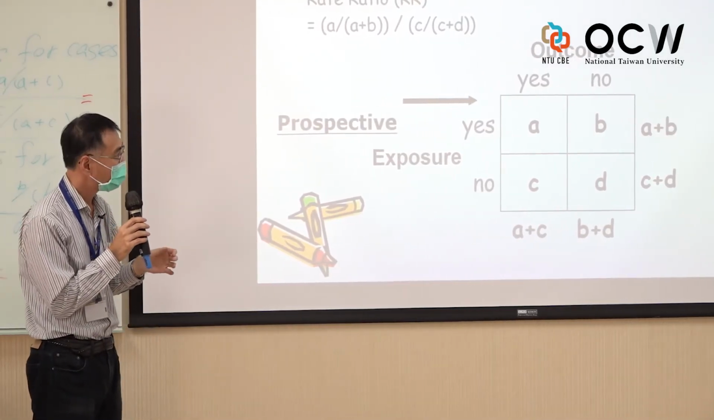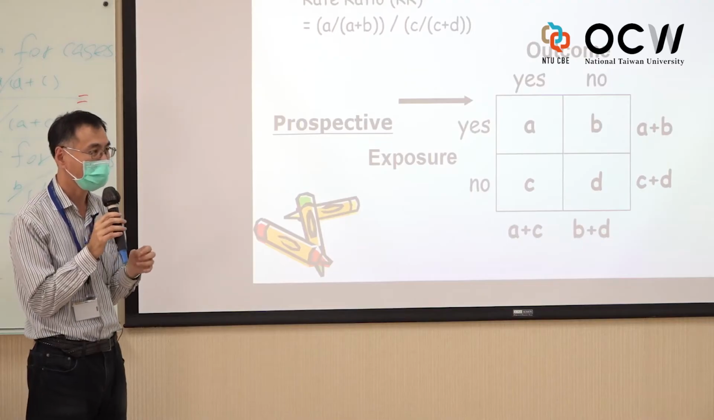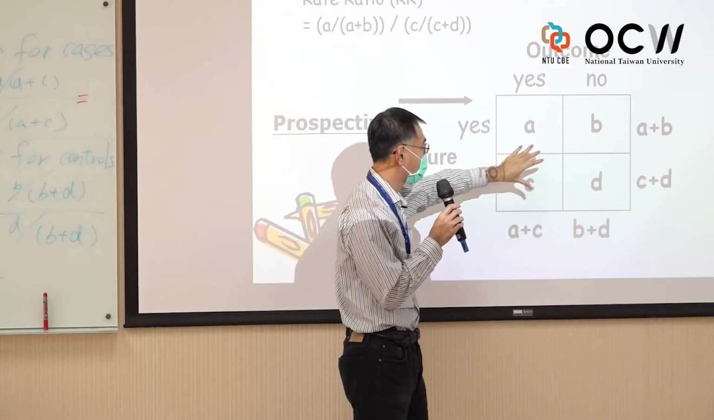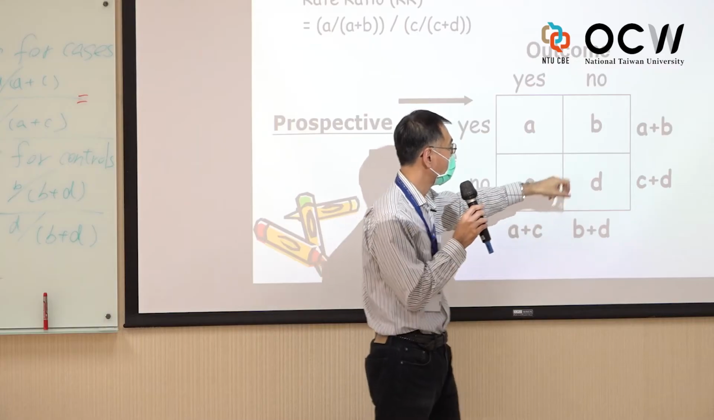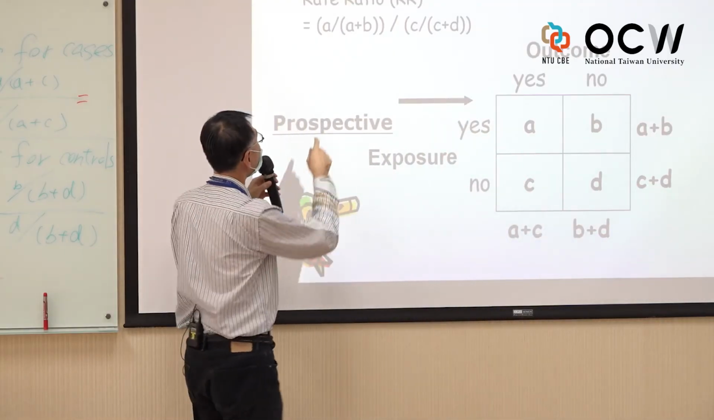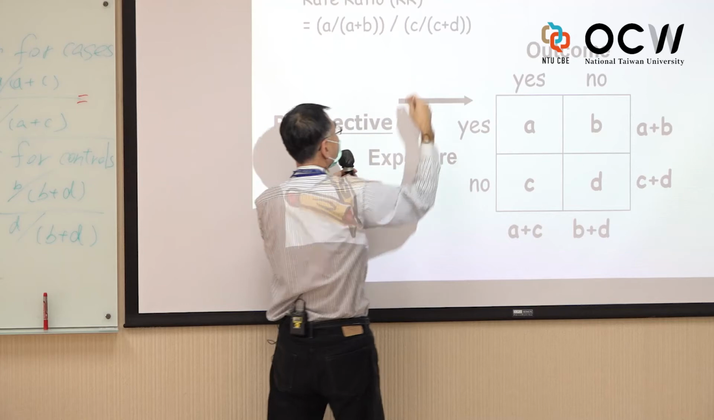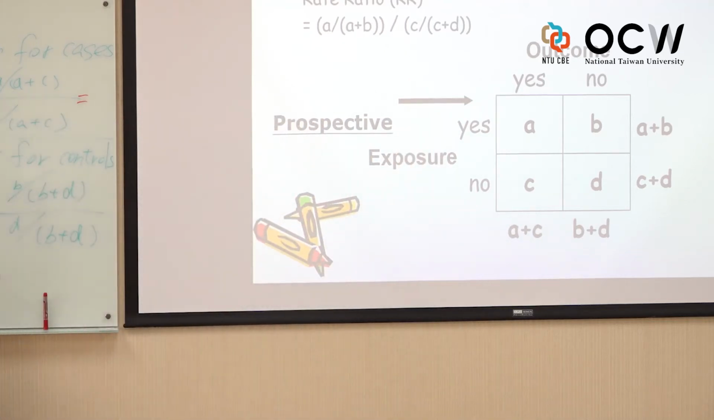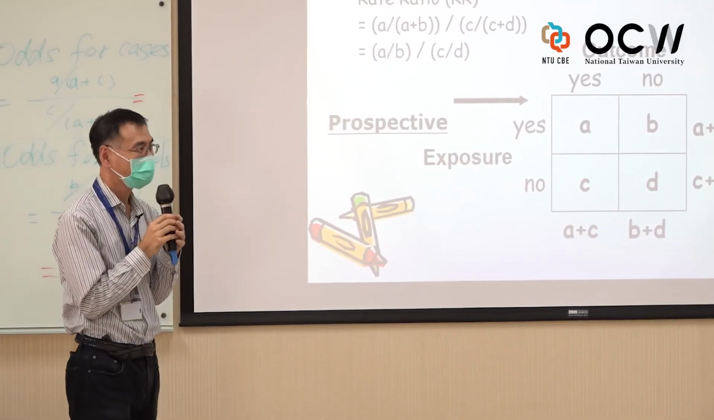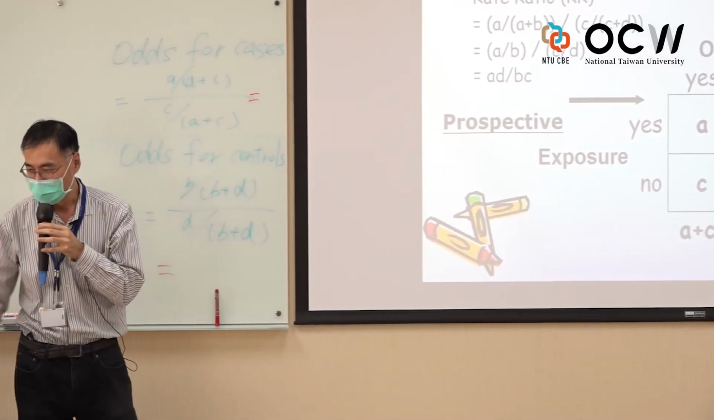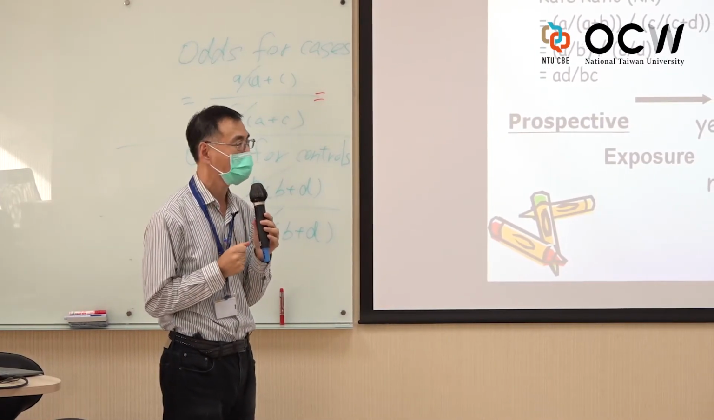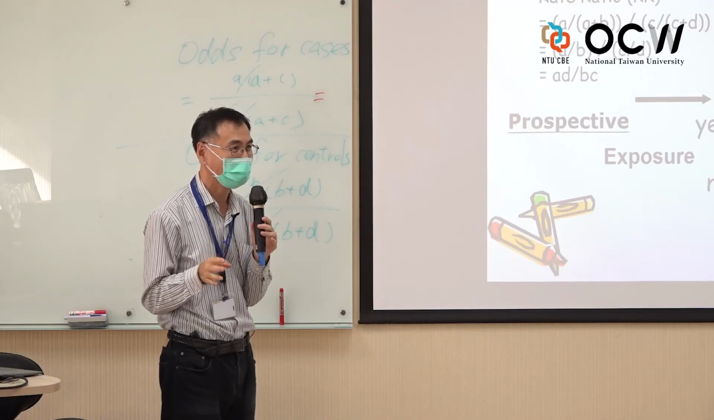If the disease is rare in the study population, rare means that A and C are relatively smaller than B and D, or of course smaller than A plus B or C plus D. Now we can ignore the A here or the C there and make it A divided by B and then divided by C divided by D. And rearranging the whole thing gives AD over BC under the assumption of a rare disease. So this is acceptable, right?